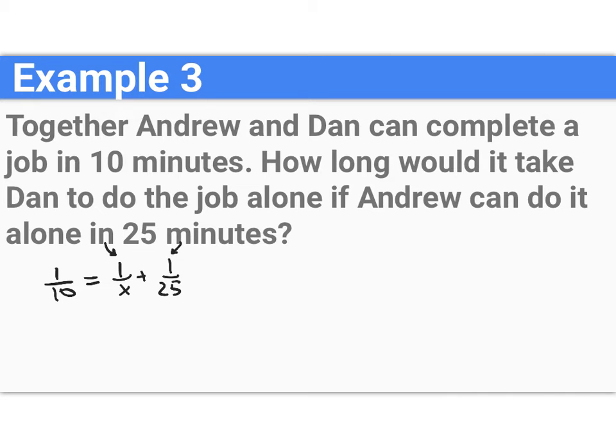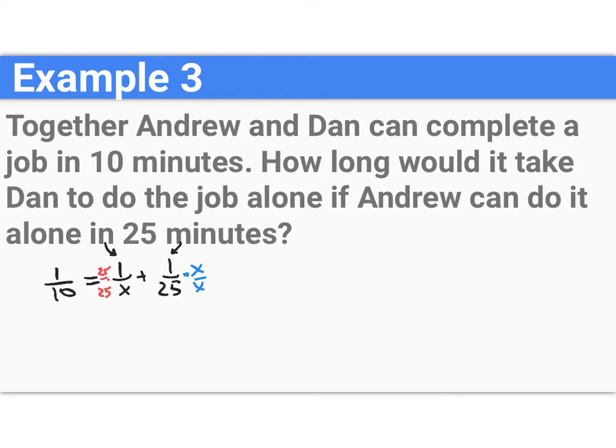Because we need rational expressions, we had to make these fractions. Now the first fraction has to get multiplied by 25 over 25, and the second fraction has to get multiplied by x over x, because our common denominator is 25x.